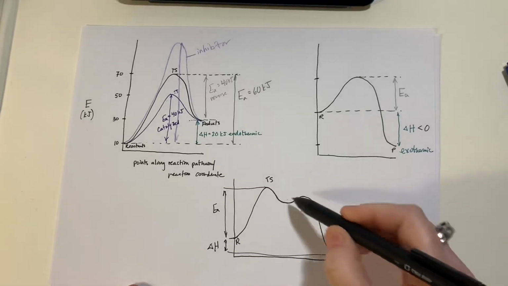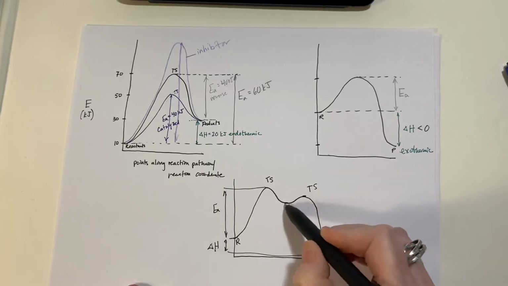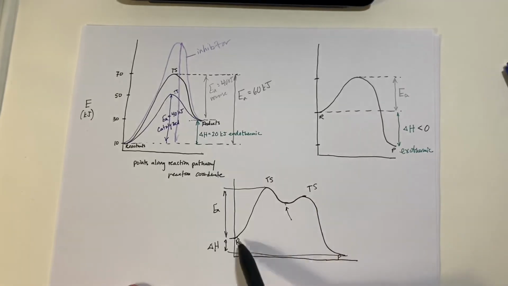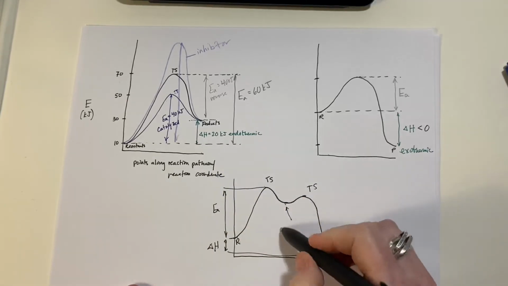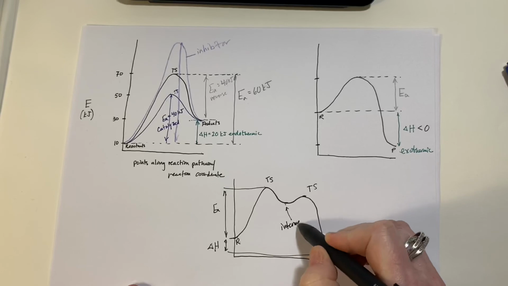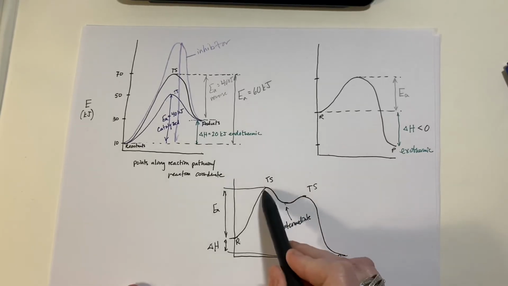But what else is going on? We've got this other point here and another transition state. This point is not a reactant or a product, but it's at some point along the reaction pathway. So we need a new name. This is going to be called an intermediate. It's a minimum there as opposed to a maximum.